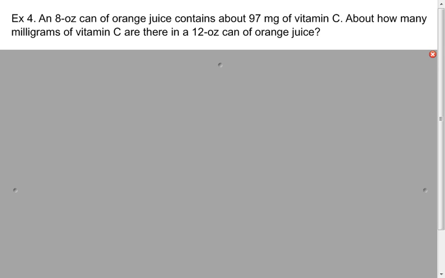An 8-ounce can of orange juice contains about 97 milligrams of vitamin C. About how many milligrams of vitamin C are there in a 12-ounce can of orange juice?